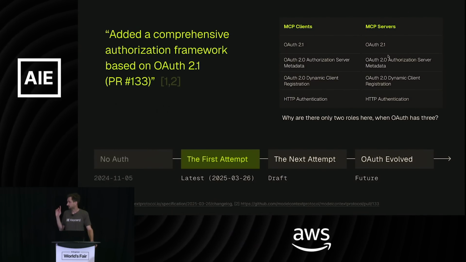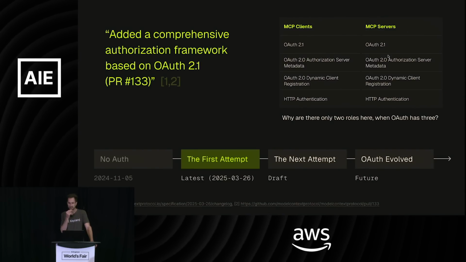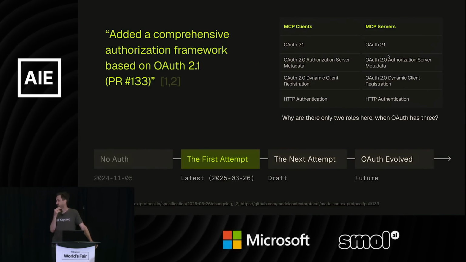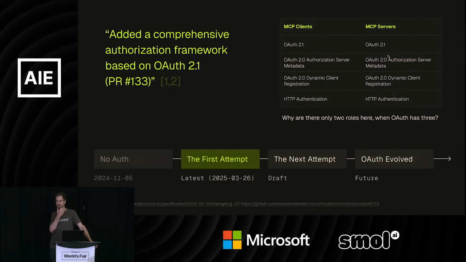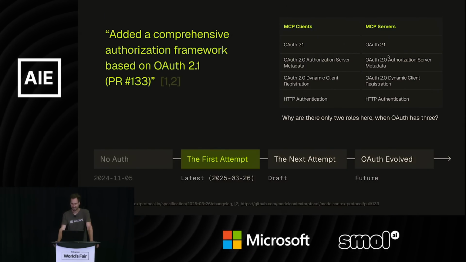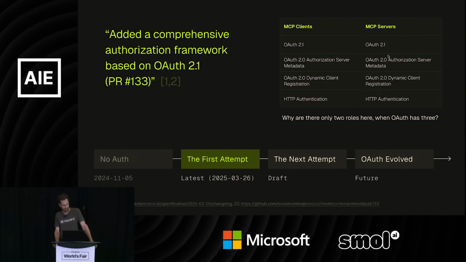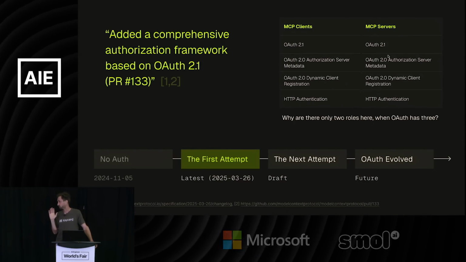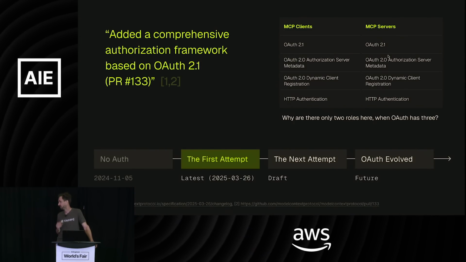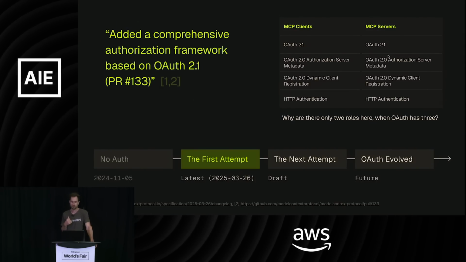Now we have the latest draft of the specification, which was published in late March. I like to refer to this as OAuth the first attempt, and for anyone who has ever done OAuth implementations, the first attempt is always pretty poor, and that is the case with this version of the specification of MCP. I don't actually recommend anyone read the authorization part of the MCP specification as it is today, because you'll walk away with a pretty misinformed view of what OAuth is.